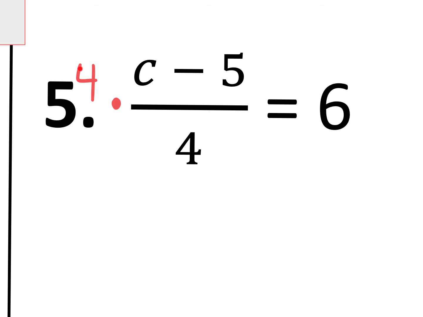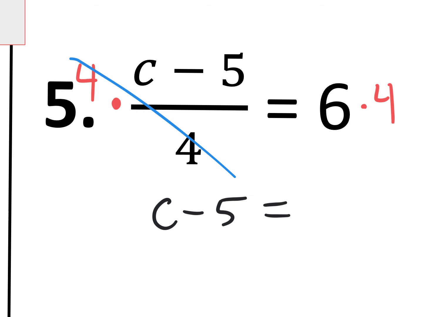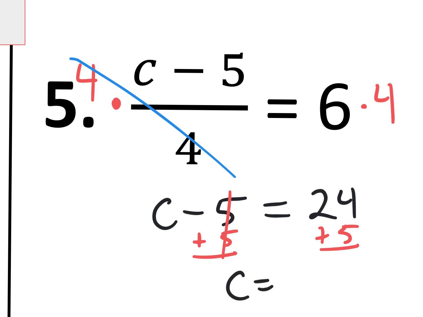Put a multiplication dot and put the 4 up on top on the numerator, because that's when you truly have a 4 up on top divided by a 4 on the bottom, and we know that 4 divided by 4 is 1. It'll cancel out. But if you multiplied by 4 on the left side, you have to multiply by 4 on the right side to keep the balance. Now 4 divided by 4 is 1. What's left on the left side? C minus 5. Bring down the equal sign. 6 times 4 is, use a calculator if you don't know, 24. Final step of getting c by itself is to add 5 and add 5.